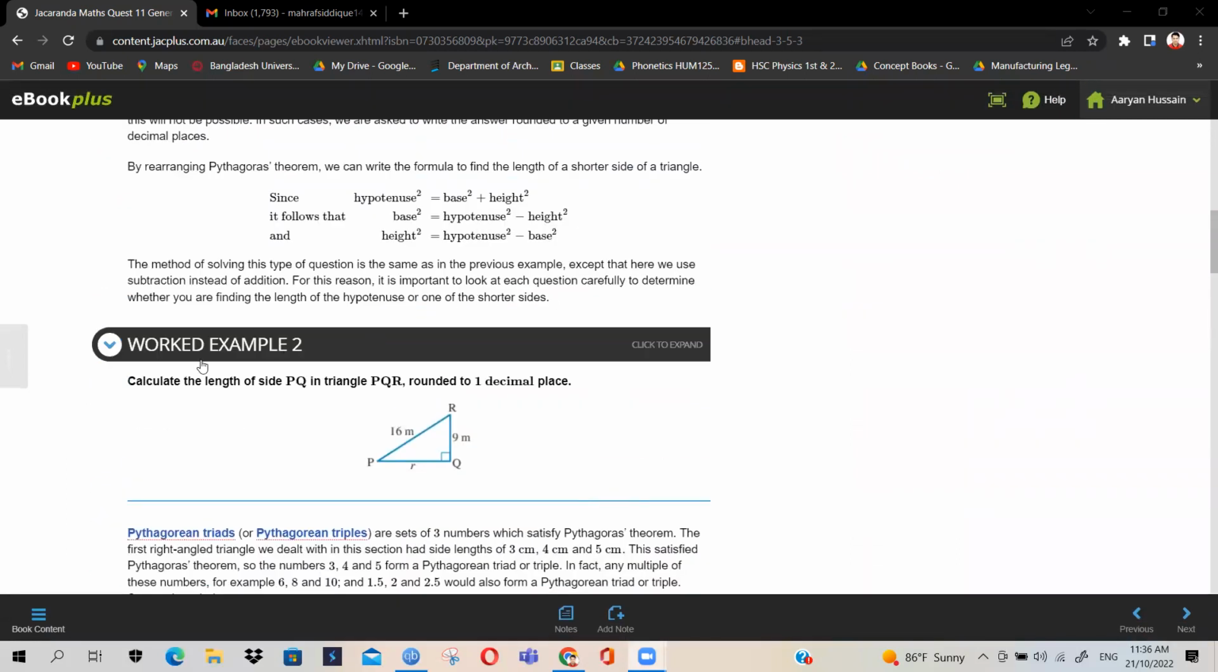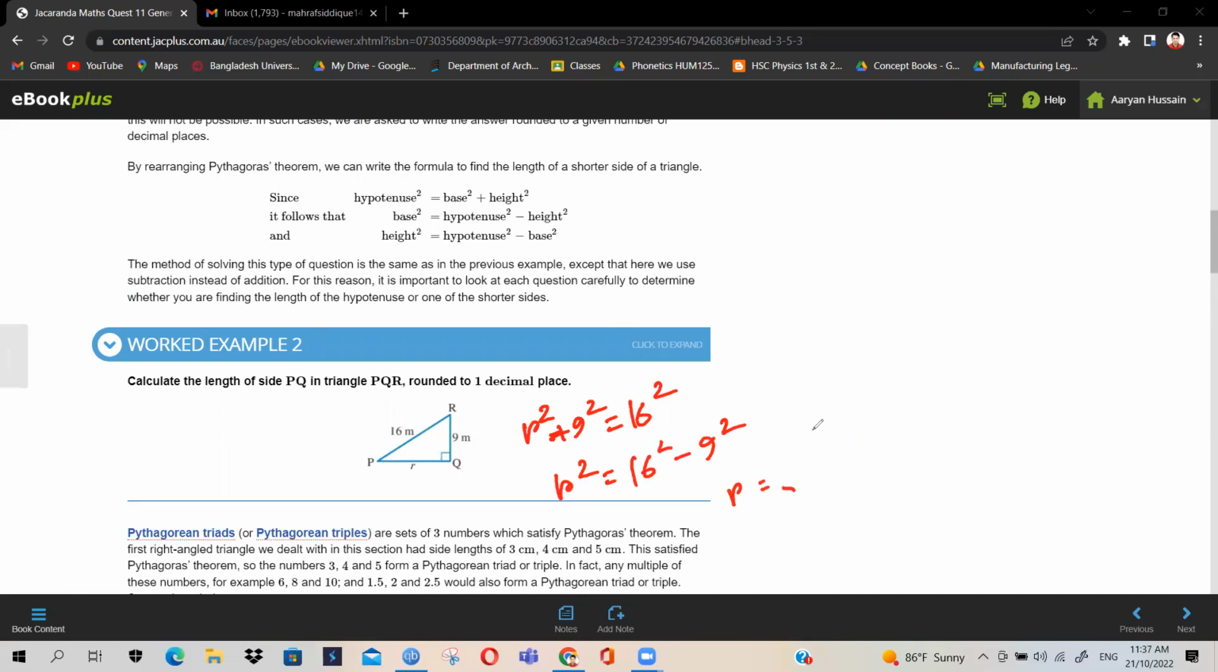Calculate the length of side PQ in triangle PQR. As we know, from here, I will go real quick. r squared plus 9 squared equals 16 squared. If we deduct 9 squared from both sides, r squared will equal 16 squared minus 9 squared, and r will be the square root of this. So you will get a particular value from here.